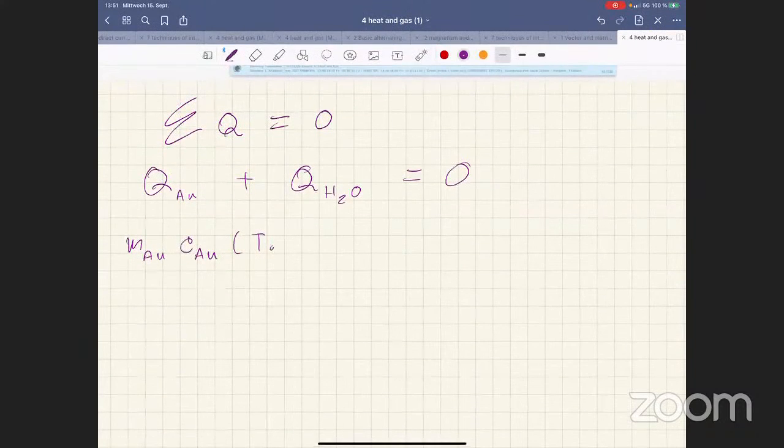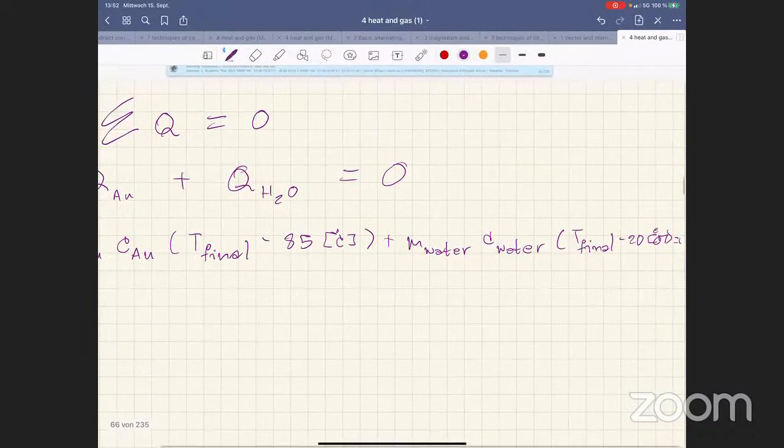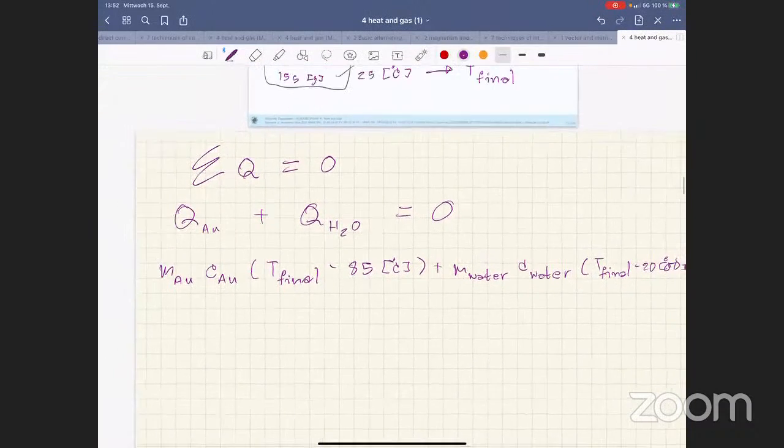So T final minus the initial, which is 85 degrees Celsius, and plus M, the mass of water, and the specific heat of water, right? And T final minus, it starts from 20 degrees Celsius, right? This one equals 0, okay, on the right side 0. And we have to solve this equation for T final.